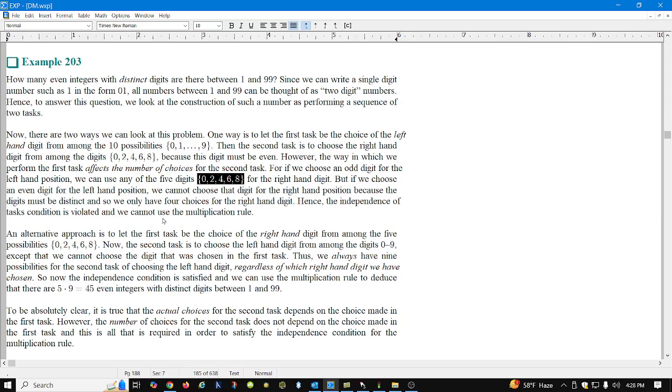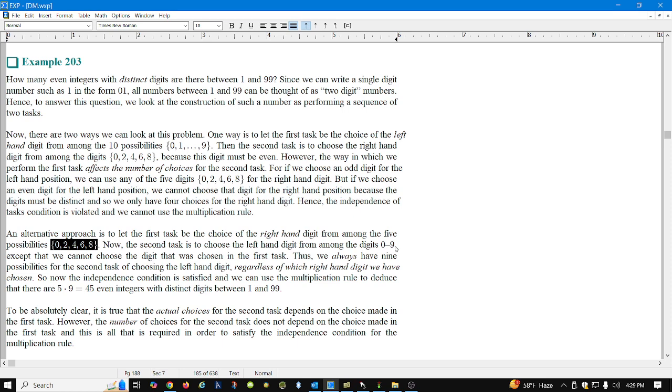And I would urge you strongly, if that went a little too fast, to stop the video, read it again until you see clearly that this is a problem. The other choice would be to reverse the tasks. The first task would be to choose the right-hand digit from among the 5 possibilities, the even numbers. The second task is to choose the left-hand digit from among 0 through 9. But we cannot choose the digit for the left hand that we've already chosen for the right hand. That's okay. That does not violate the independence.